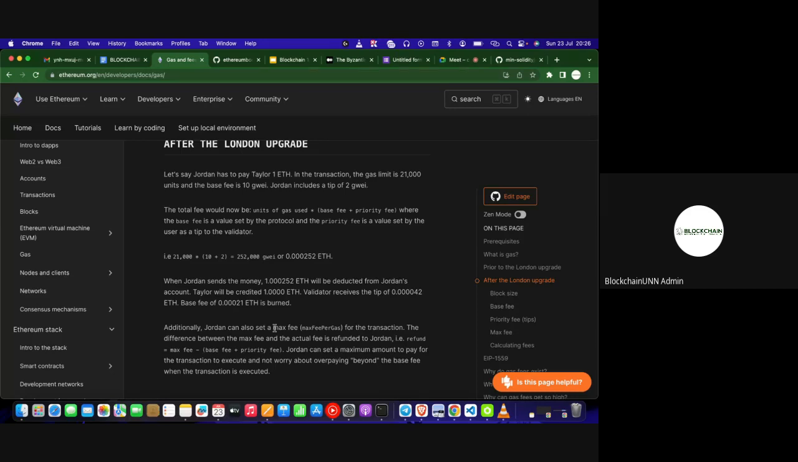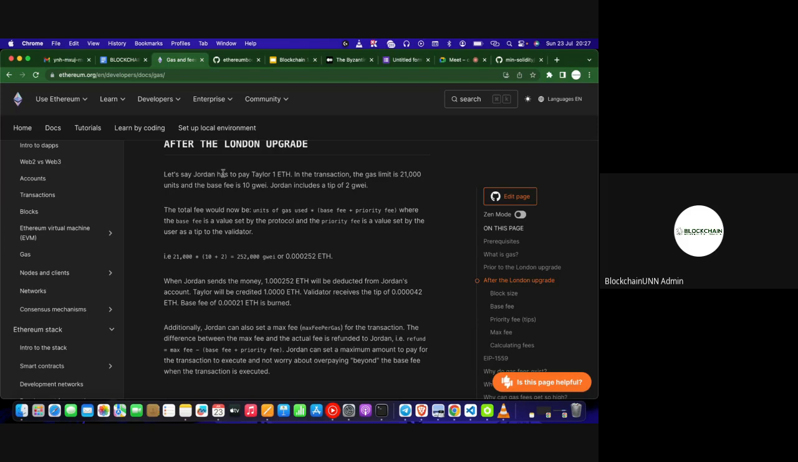So like I said earlier, the total fee you will pay with the new London upgrade will be the number of units of gas which was used, times the base fee, which is set by the system and is not something that you set, plus the priority fee. The priority fee is the tip that you pay to the miner.